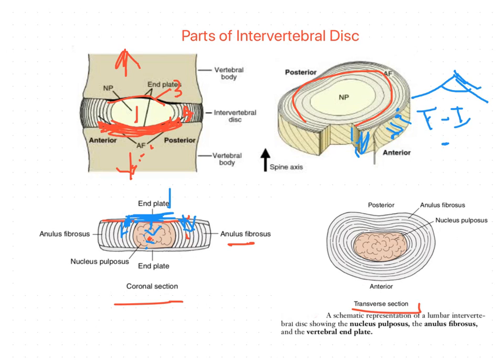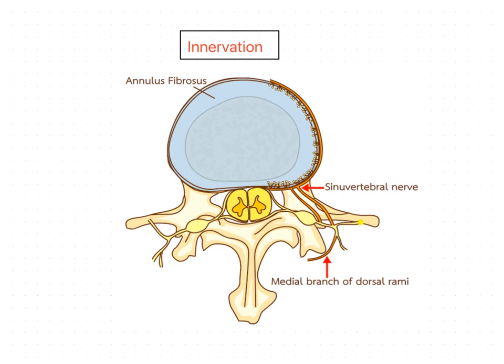Now we will see the innervation of the intervertebral disc. In the cervical and the lumbar regions, only the outer third of the annulus fibrosus is innervated by branches from the vertebral and the sinovertebral nerves. The sinovertebral nerves also innervate the peridiscal connective tissues.